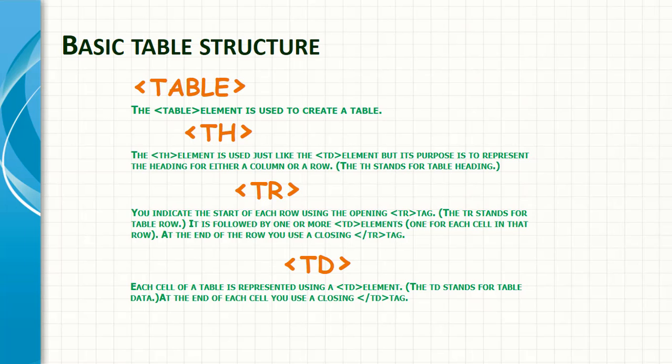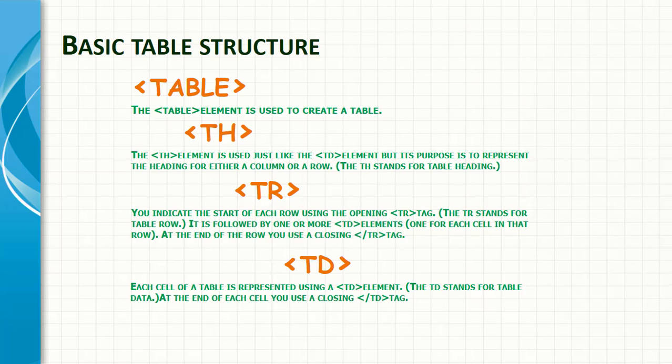The table tag is used to create a table. After that, the th element is used just like the td element, but its purpose is to present the heading of either a column or a row. Th stands for table heading. After that th there is a tr. You can indicate the start of each row using the opening tr. The tr stands for table row. It is followed by one or more td elements, one for each cell in that row, and at the end of the row you must close the tr tag.